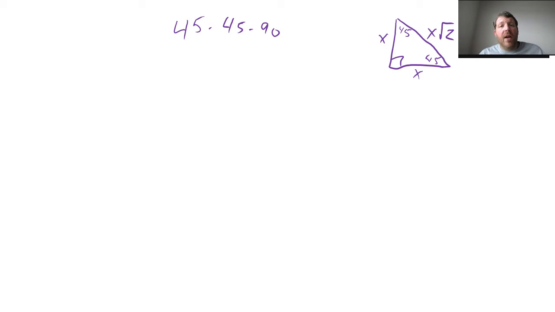So what this means is if I know what x is, I know what both those side lengths are, and then the hypotenuse is just going to be whatever x is times the square root of 2. Okay? So let me give you an example.